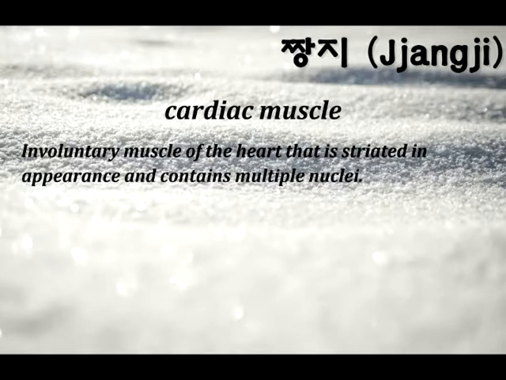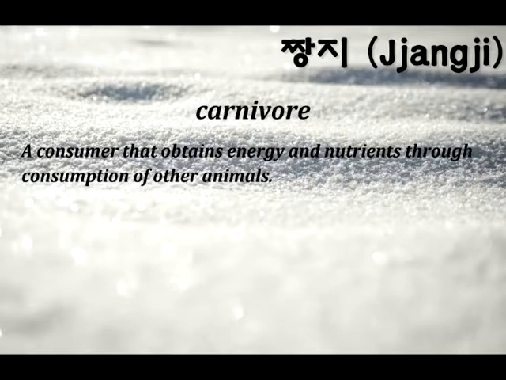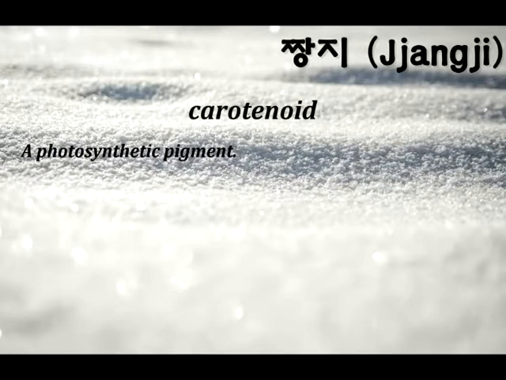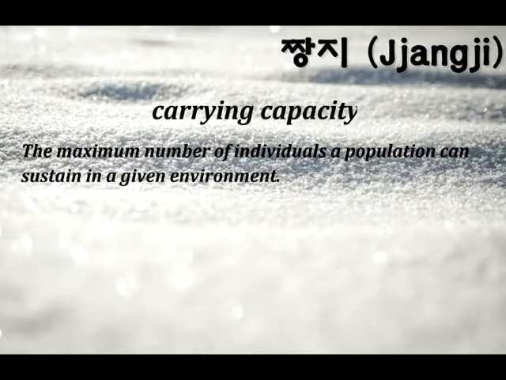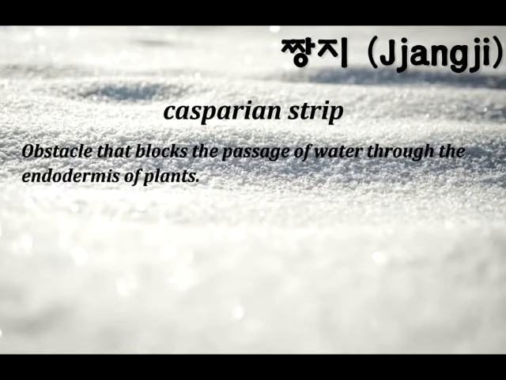Cardiac muscle, involuntary muscle of the heart that is striated in appearance and contains multiple nuclei. Carnivore, a consumer that obtains energy and nutrients through consumption of other animals. Carotenoid, a photosynthetic pigment. Carrying capacity, the maximum number of individuals a population can sustain in a given environment. Casparian strip, obstacle that blocks the passage of water through the endodermis of plants.